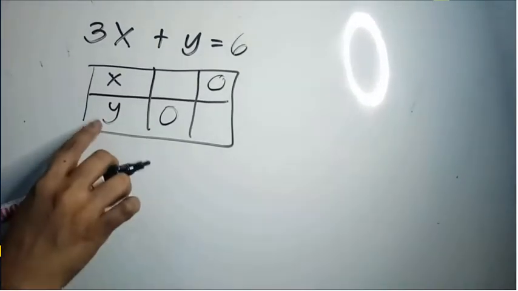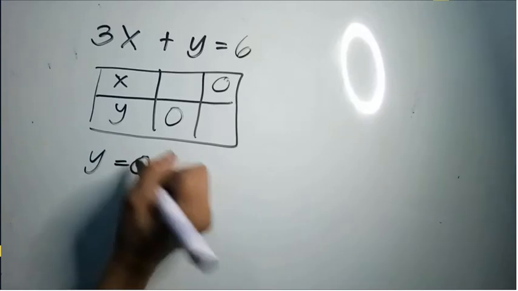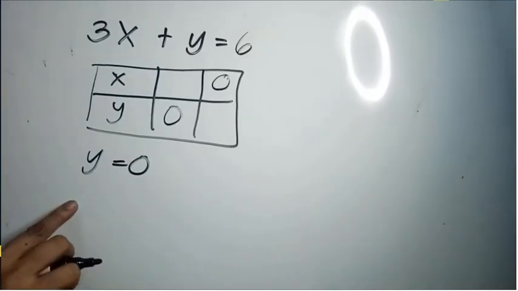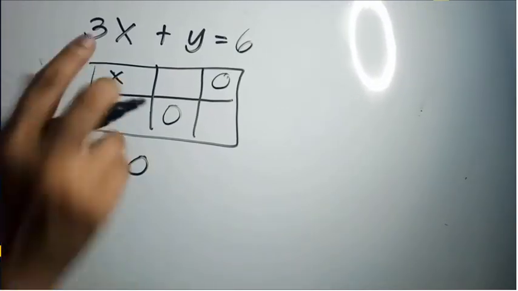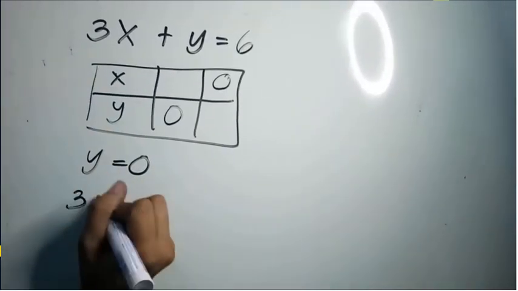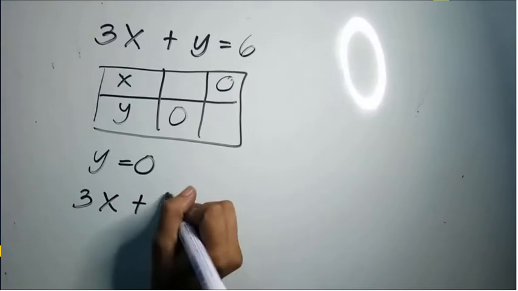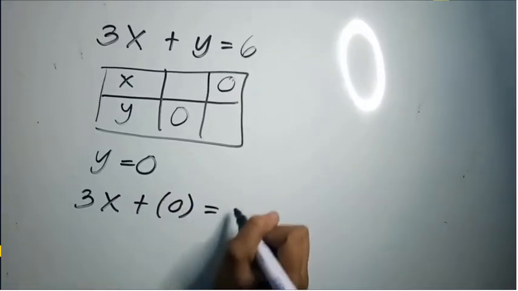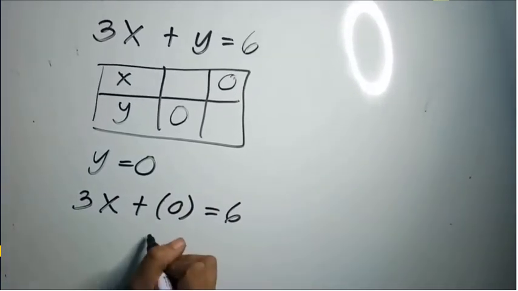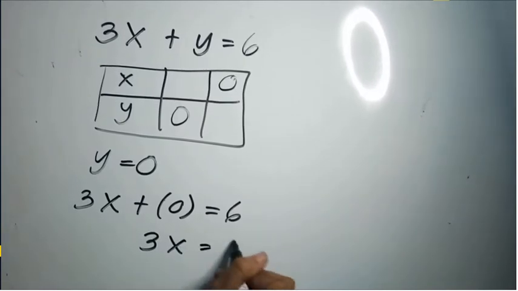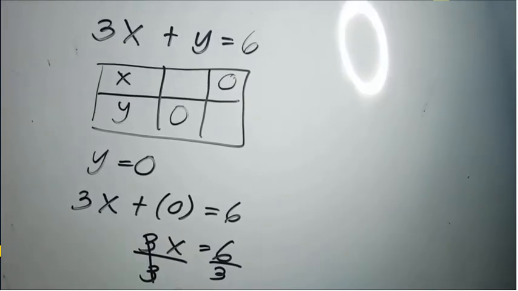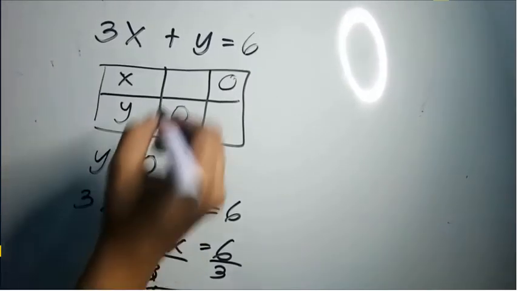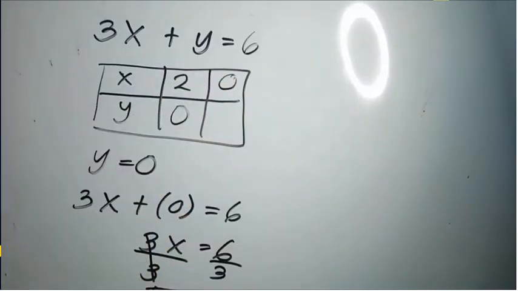So first we have y is equal to 0. Then substitute the y value in the equation. Then we can find the value of x. So we have 3x plus y, where y is 0, is equal to 6. Then 3x is equal to 6. Divide both sides by 3. So x is equal to 2. So the value of x is 2 when y is equal to 0.